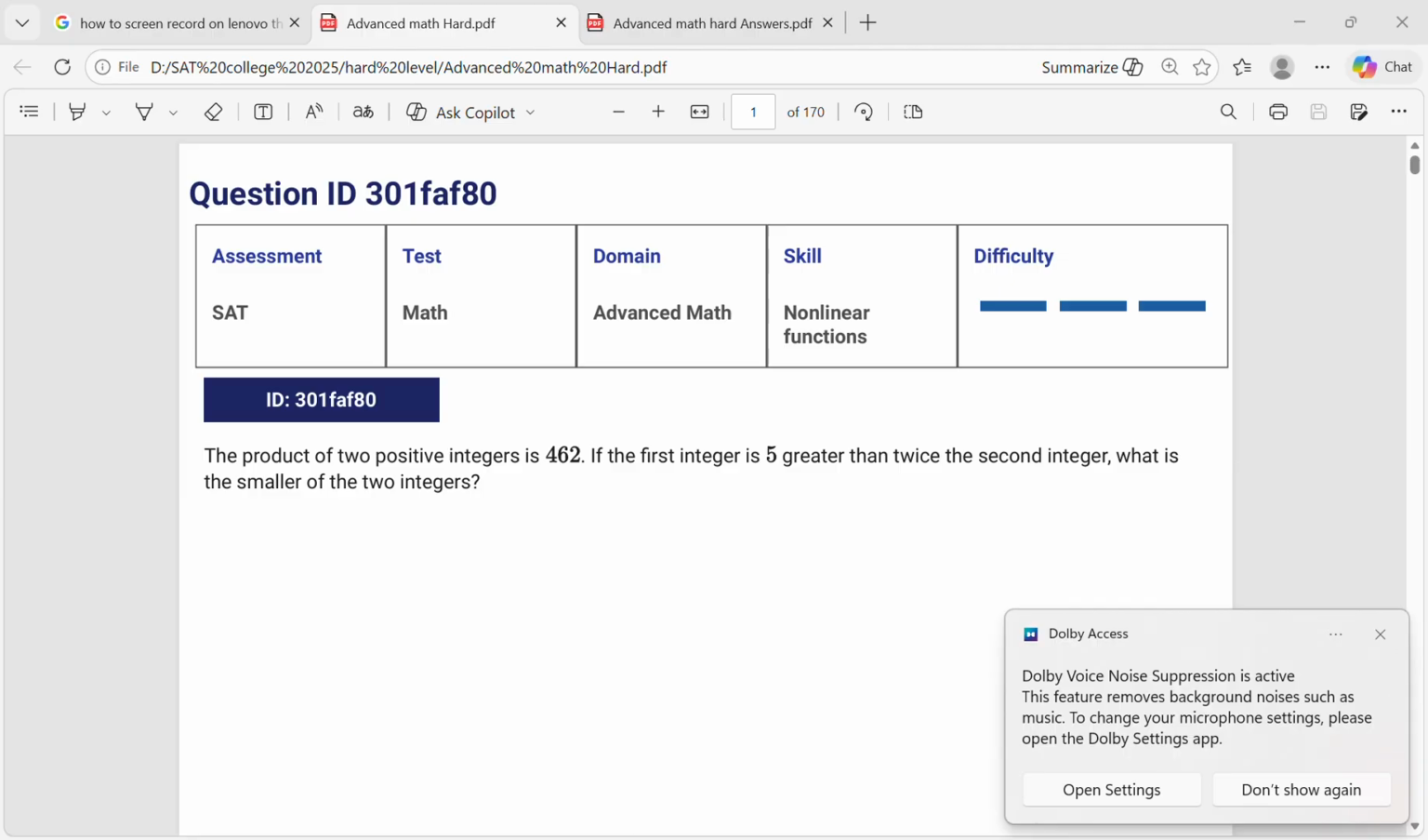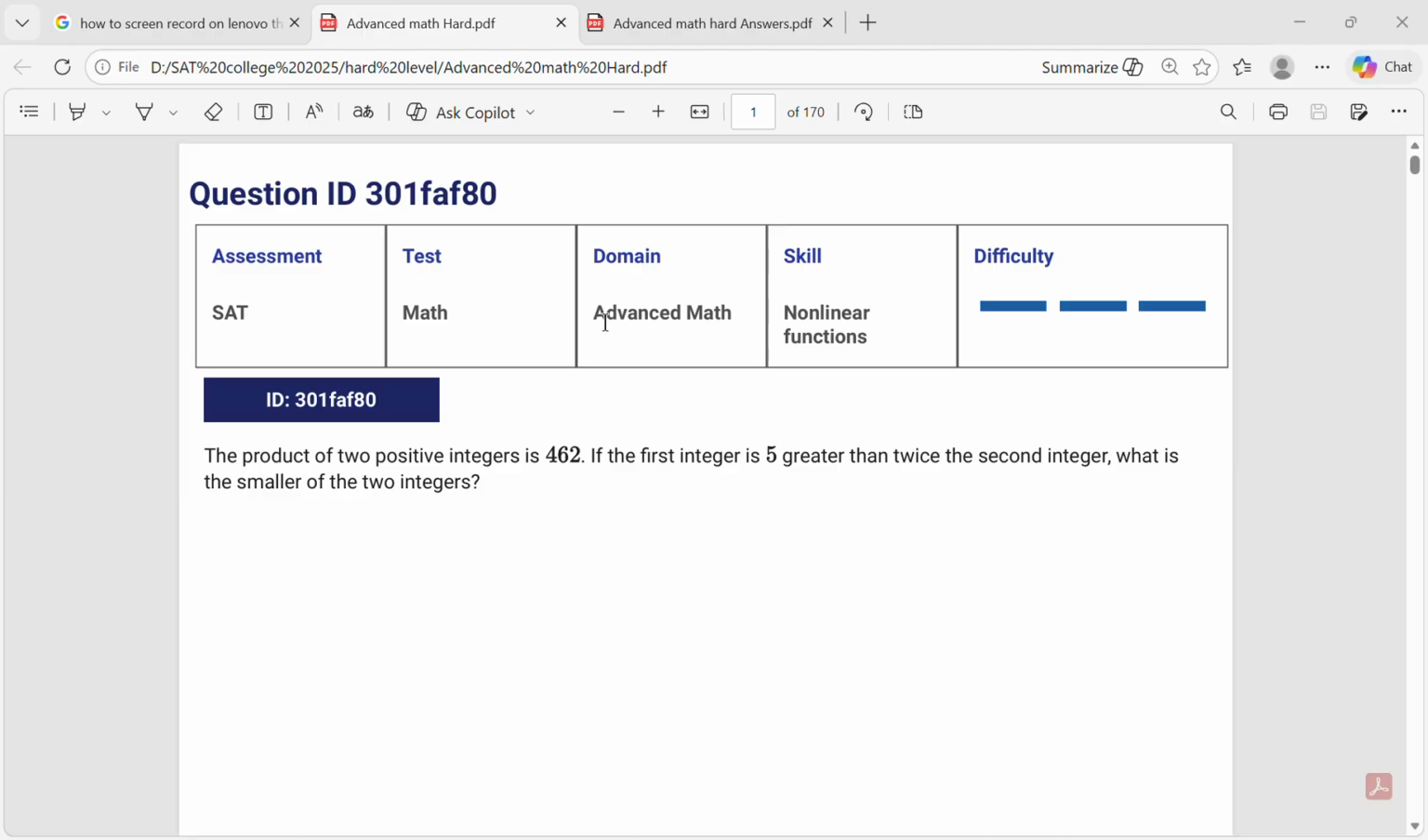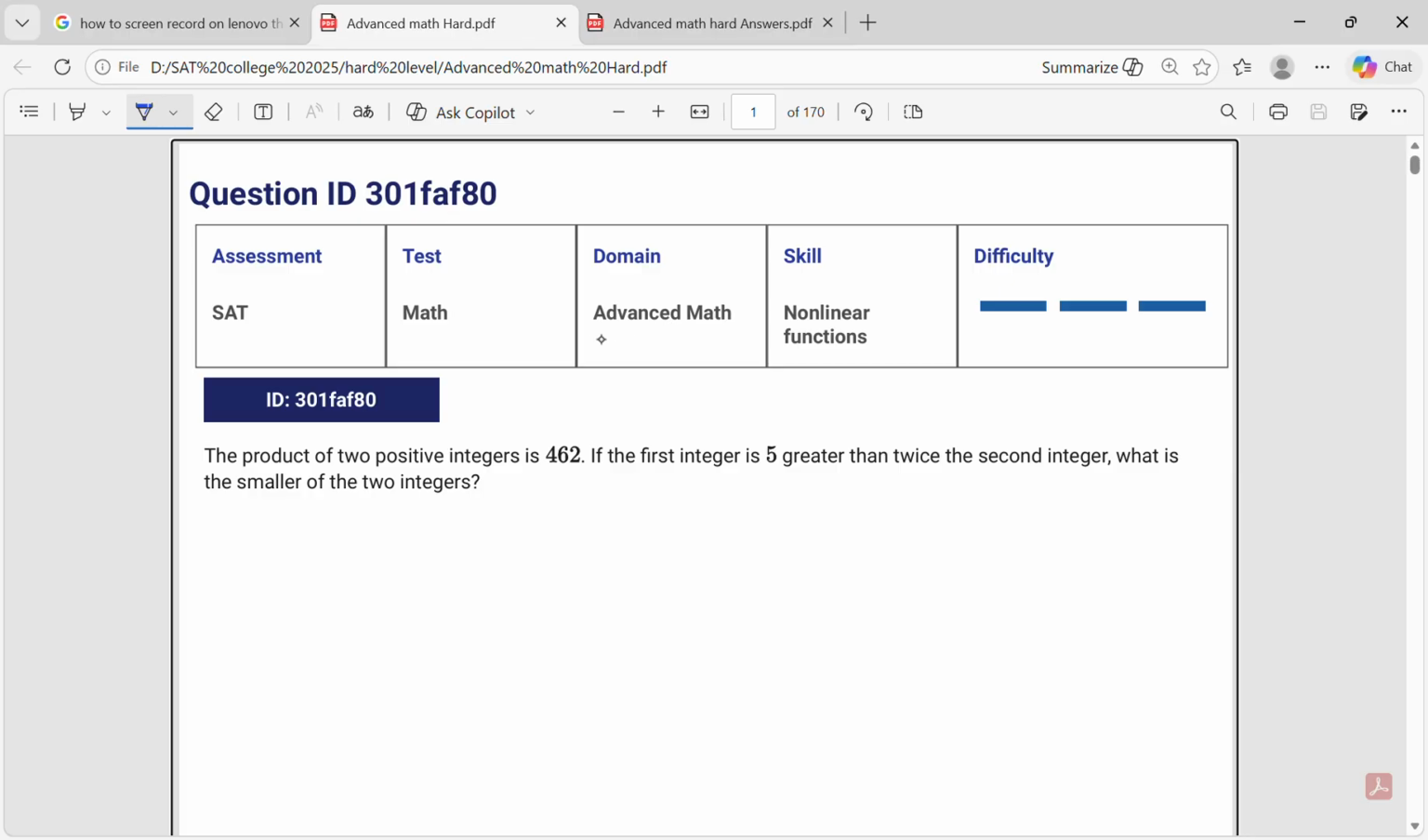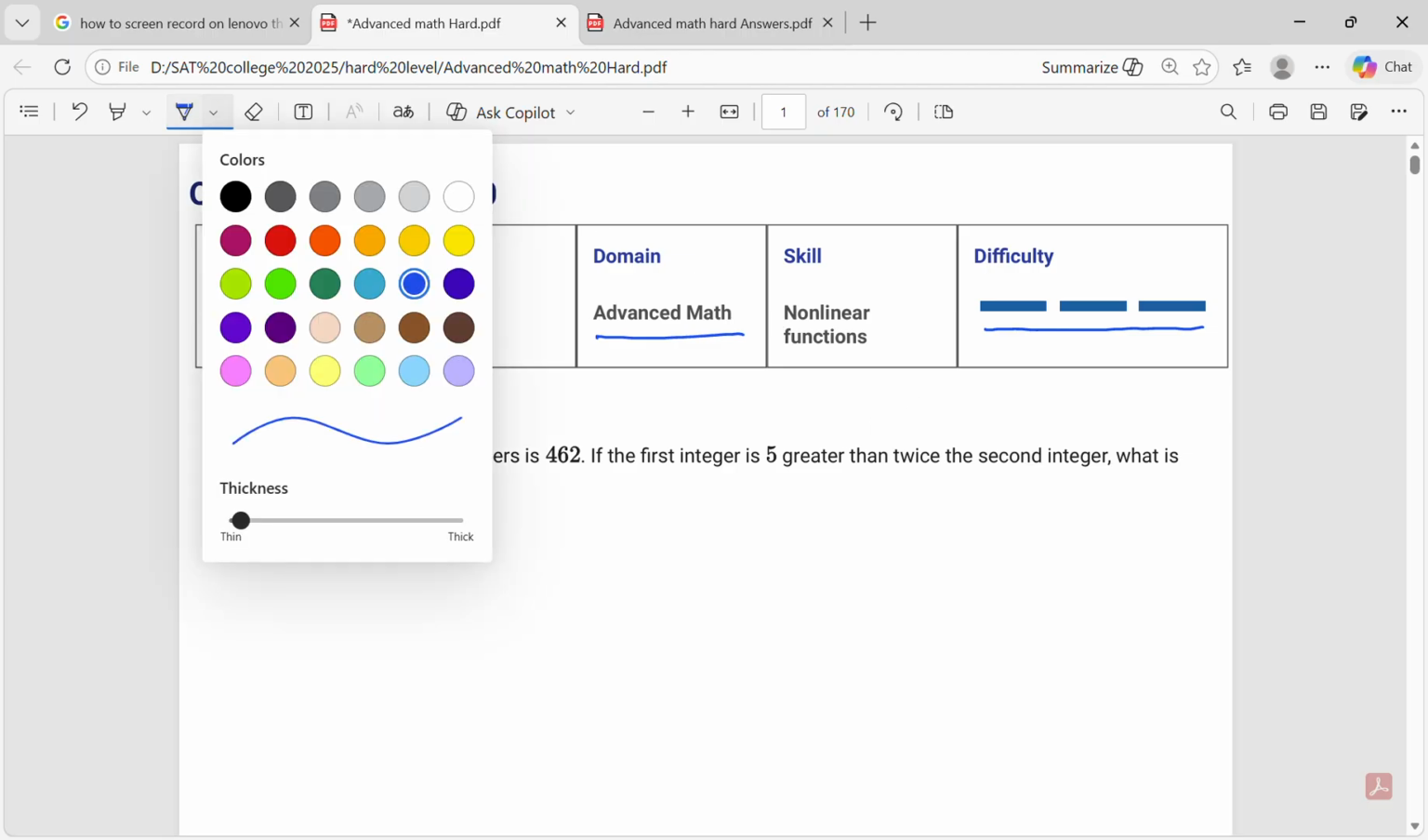Today we are going to solve a few questions from the College Board Question Bank. You can see here this is Advanced Math, which is one of the four topics of SAT Math, and the difficulty level, these three bars mean that the difficulty level is the highest here. So let's start the first question.